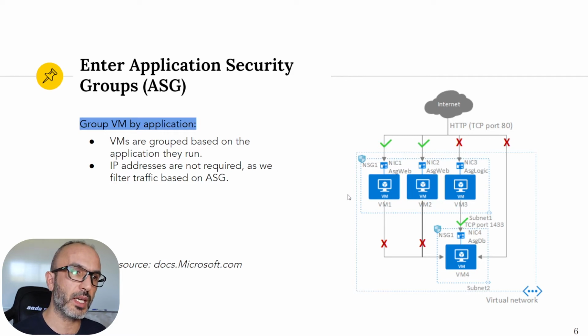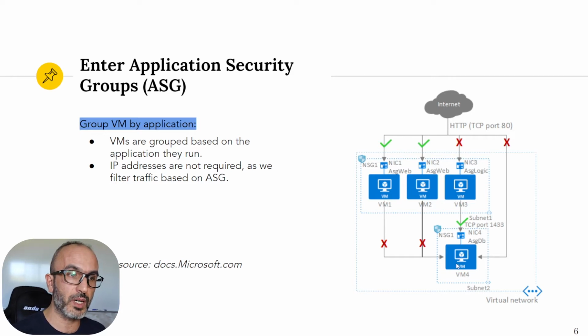So we gave them the label of ASG Web, or we put them in an ASG group called ASG Web. And we've got virtual machine 3, which is in the ASG logic, application security group logic.